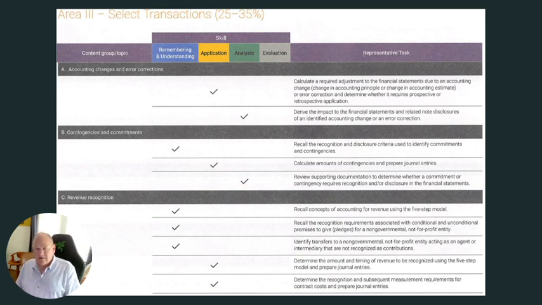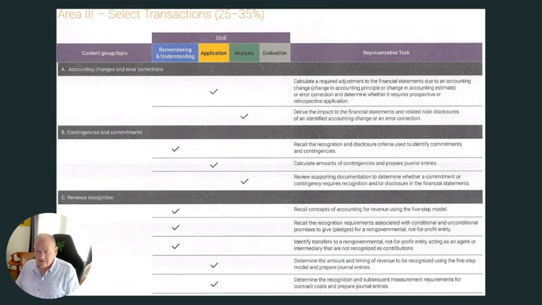Revenue recognition, revenue from contracts with customers. Revenue recognition is covered, as you can see, on the CPA exam in Area 3 on the Financial Accounting and Reporting section of the CPA exam, the FAR section of the CPA exam.